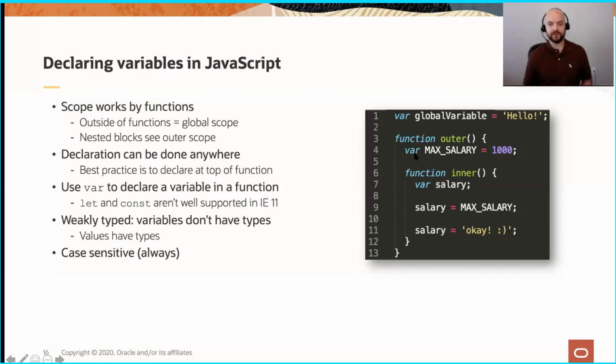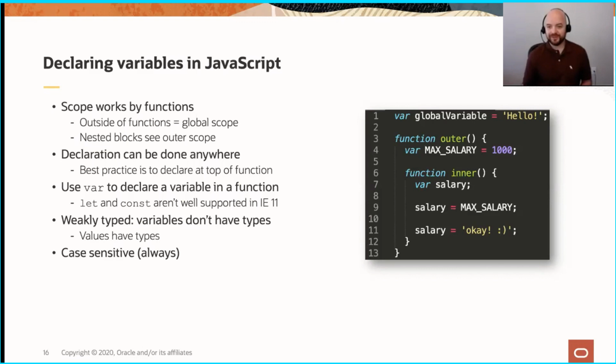This creates function scoped variables unless I'm out in the global space. There are newer keywords like let and const you can use, but they're not well supported in IE 11. They're cool because they create truly block scoped variables and constants, but again, not available in IE 11 and earlier. So use them if you can, but if you can't, var works perfectly fine.